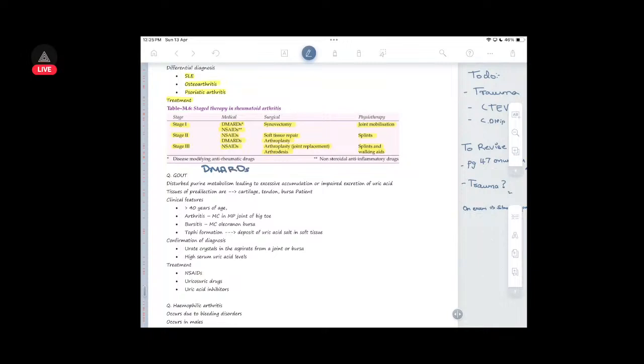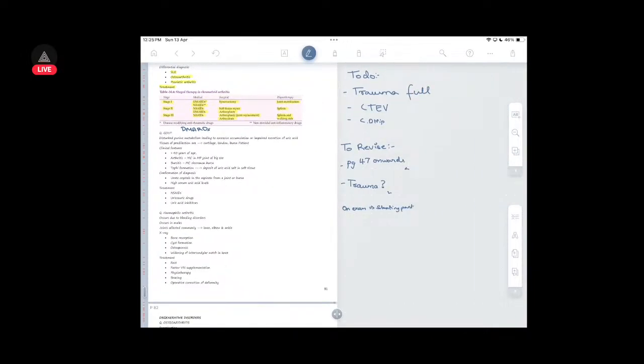This book really doesn't speak a lot about DMARDs, a lot of things. DMARDs is such a big important topic, but they have literally given nothing.